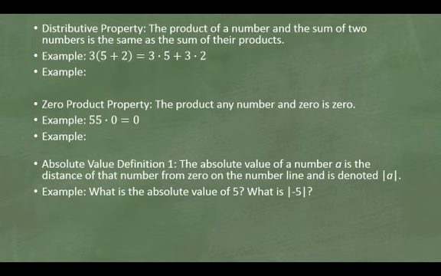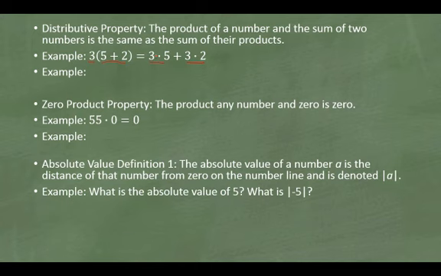Distributive property. The product of any number and the sum of two numbers is the same as the sum of their products. In other words, we can take any number 3 and multiply it by two numbers that are being added together, 5 plus 2, or we can multiply them first, 3 times 5 and 3 times 2, and then add them together. It doesn't matter if we add first and multiply, or multiply first and add, as long as we do it in the right order.